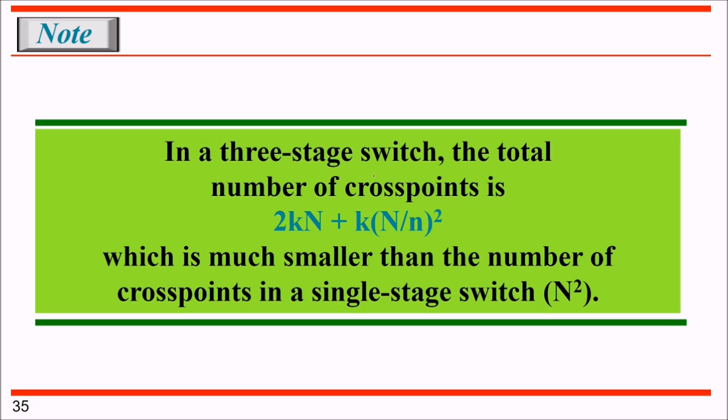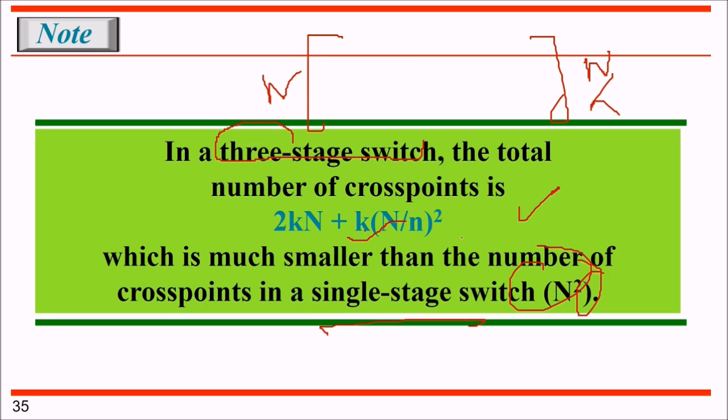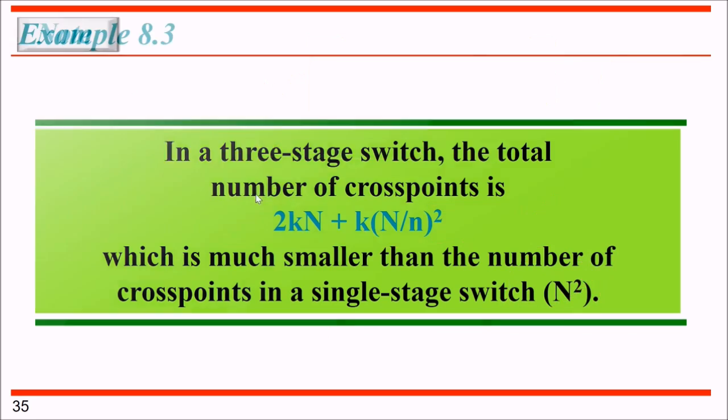In a 3-stage switch, the total number of cross points will be 2KN plus K(N/n) whole squared, which is much smaller than the number of cross points in a single stage switch. This multi-staging is just to reduce the resource, that is the number of cross points required, to much less than the actual N squared. With N inputs and N outputs, we don't require that N squared. We go for the 3-stage switch, which requires only this many cross points.